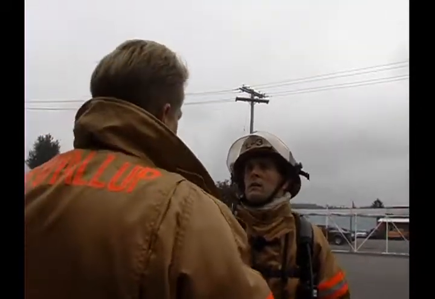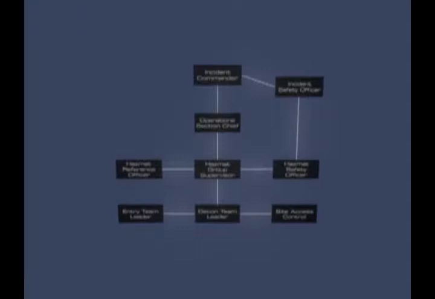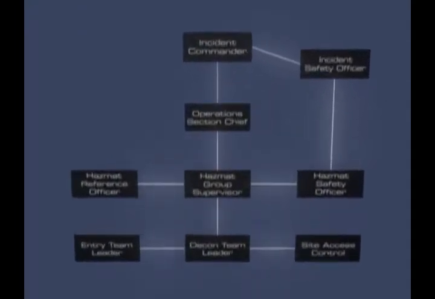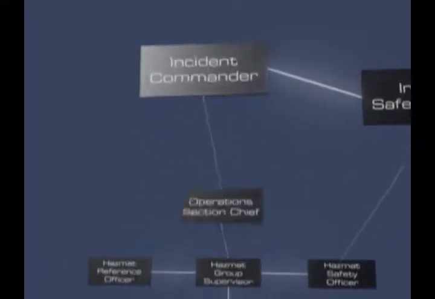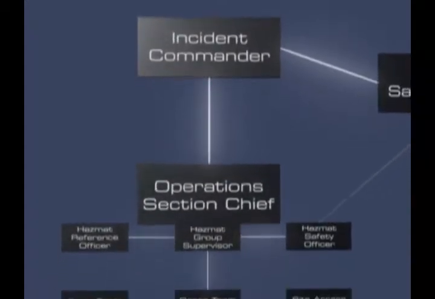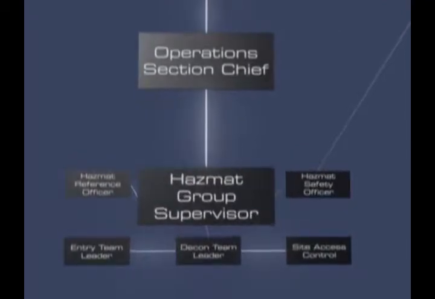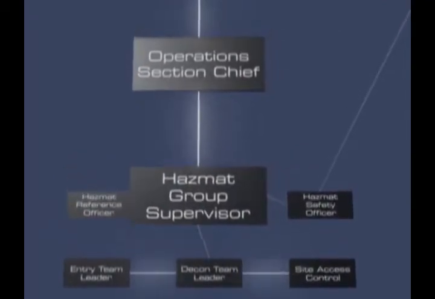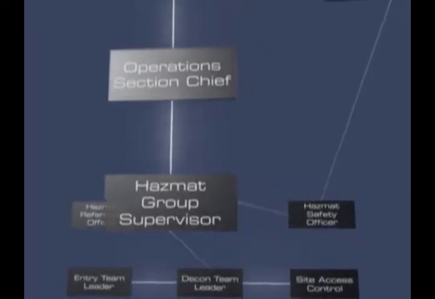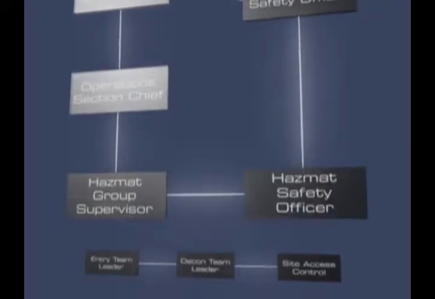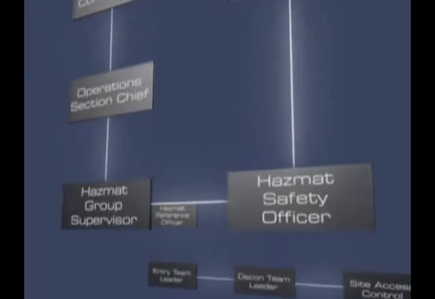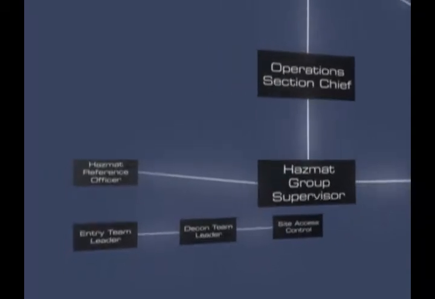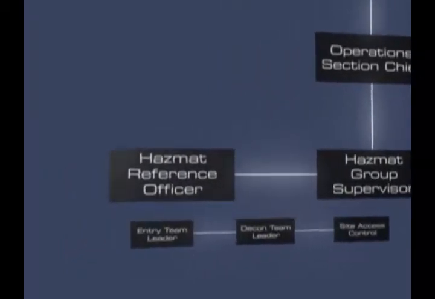As a first responder at the operations level, your role will most likely be under the modular incident command structure. At the top of the modular command structure are the incident commander and incident safety officer. Under the incident commander is the operations section chief, who is responsible for all mitigation activities. The hazmat group supervisor implements the action plan and directs the overall activities of responders. The hazmat group supervisor will also work with the hazmat safety officer to make sure all practices being used are within departmental guidelines. The hazmat group supervisor will also use the help of the hazmat reference officer to gather data about the products on scene.